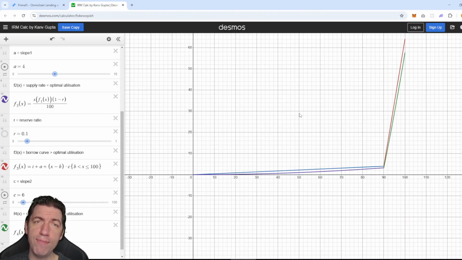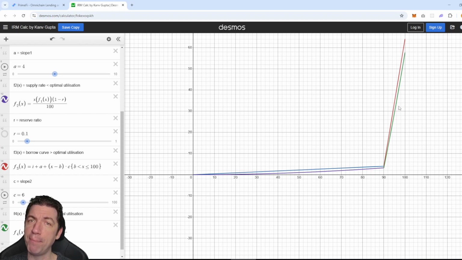And what this would mean then is over here on the y-axis is our interest rate. Over here is the optimal utilization rate and the current utilization rate. So let's say we had $1 million of USDC, and we had that as liquidity, and borrowed out of that was $900,000 or 90%. You can see here we have a really quick spike in the interest rate.